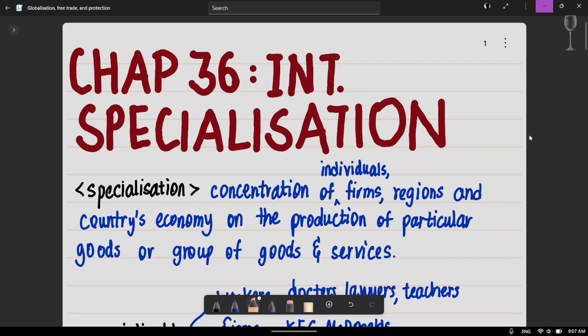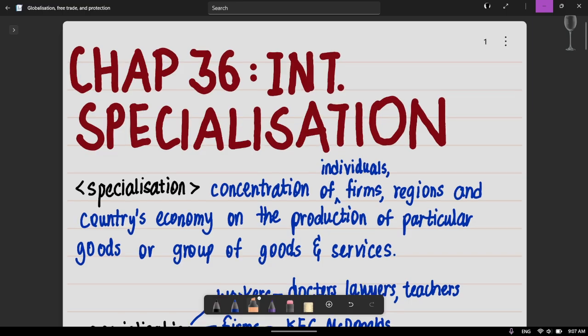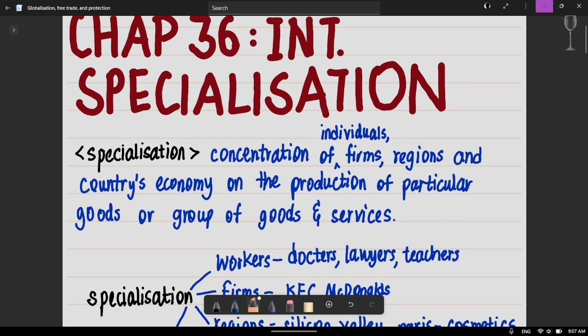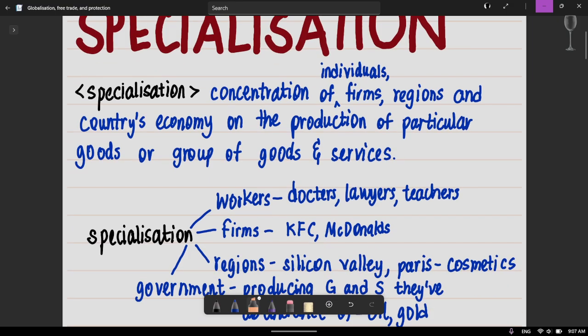Today we'll be looking at chapter 36 of IGCSE Economics 0455, which is International Specialization. Now, this is not that big of a chapter, but it's quite important because I've seen a lot of questions come up on this. So how would we define specialization?